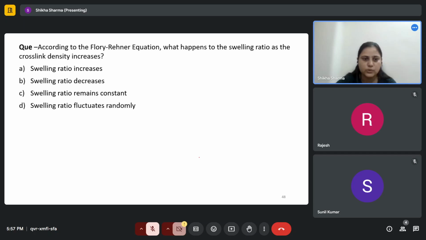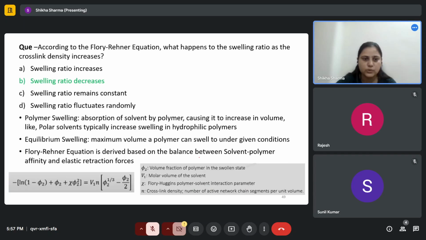Anyone? No? The swelling ratio decreases as the cross-linking density increases. So let's discuss why, how it happens. First, what is polymer swelling? It is the absorption of the solvent by the polymer, causing it to increase in its volume.